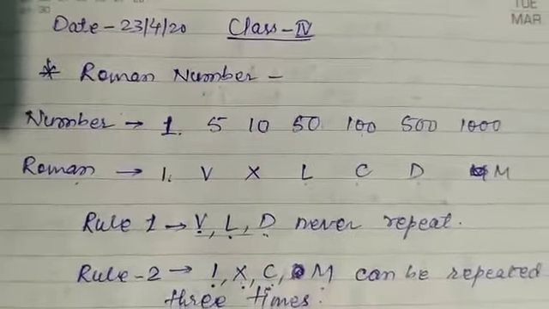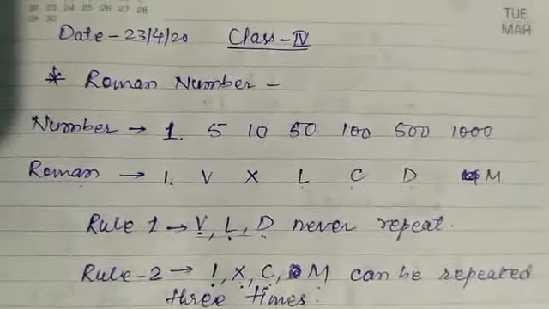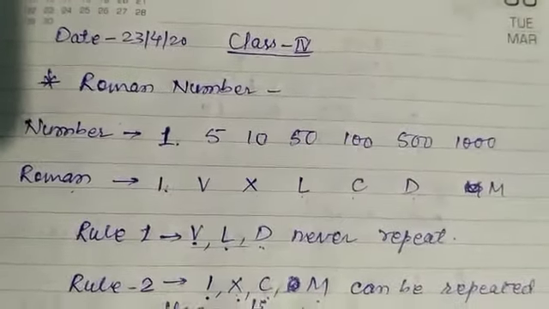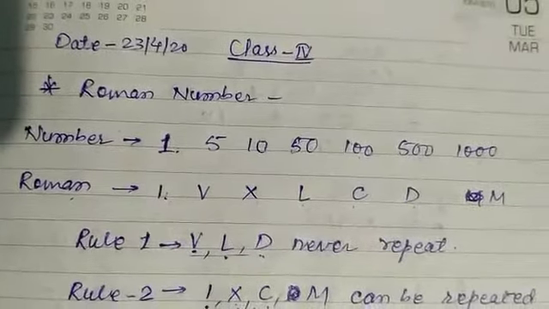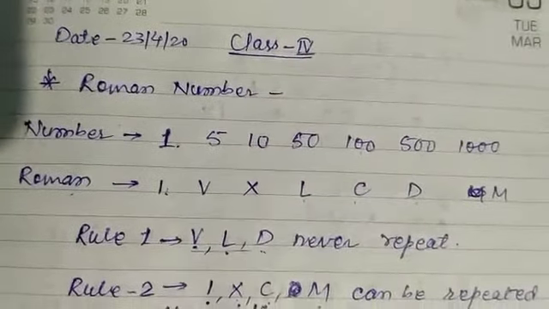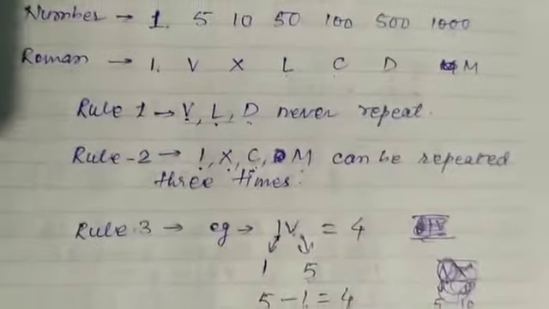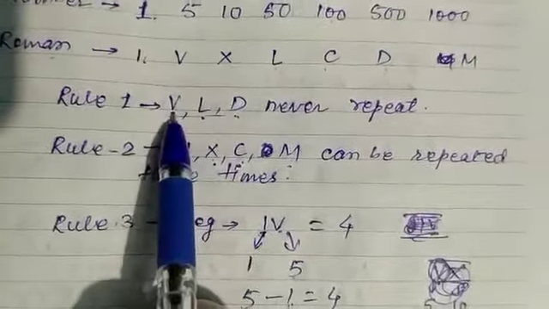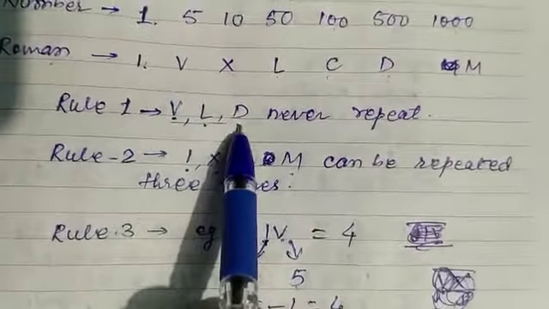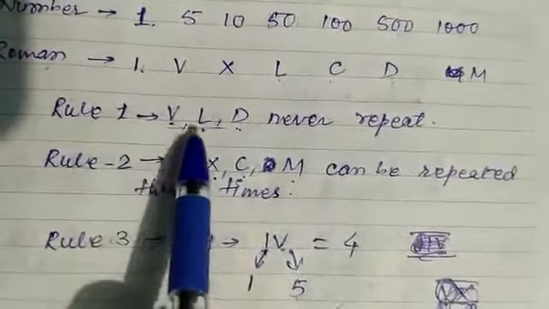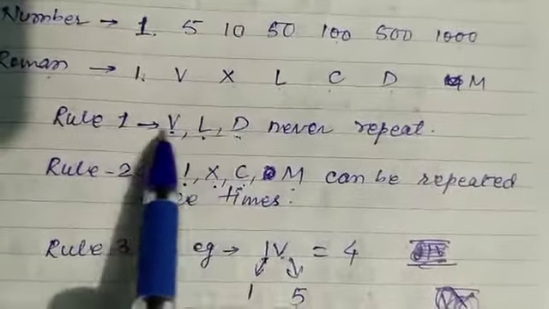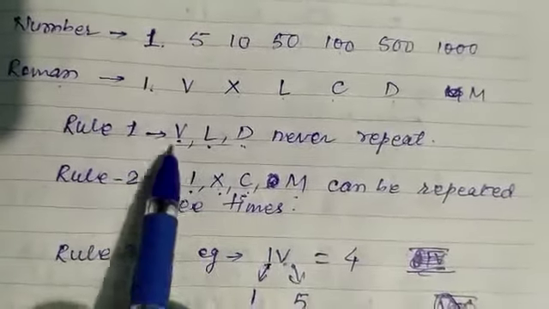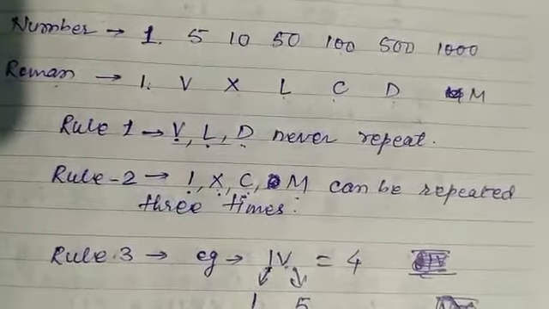Before forming numbers in Roman, we want to know some rules, because without these rules we cannot write a number in Roman. The first rule is V, L, D: V is 5, L is 50, D is 500. Never repeat them. That means 5, 50 and 500 are never repeated in a Roman number. That alphabet will be used in a Roman number only once.